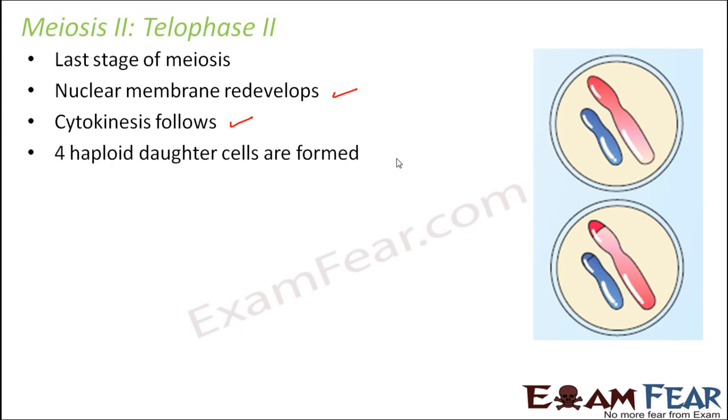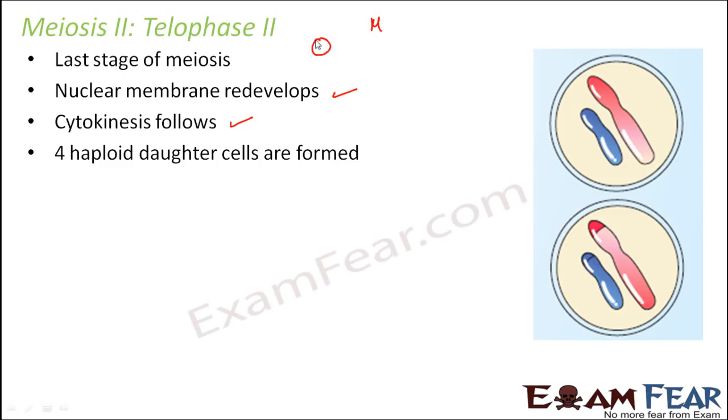So what is the result? 4 haploid daughter cells are formed. How 4? Because these steps which I told you are for one haploid cell which was formed as a result of meiosis 1. But the same things will happen for the other cell as well. So you will get 2.